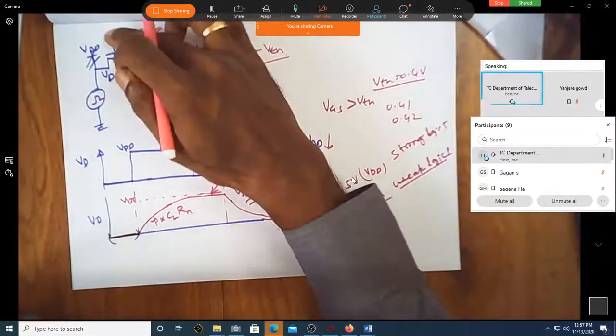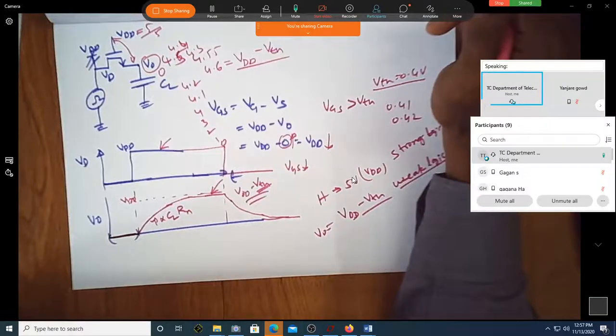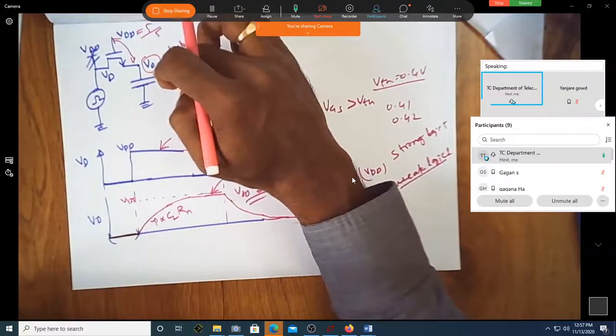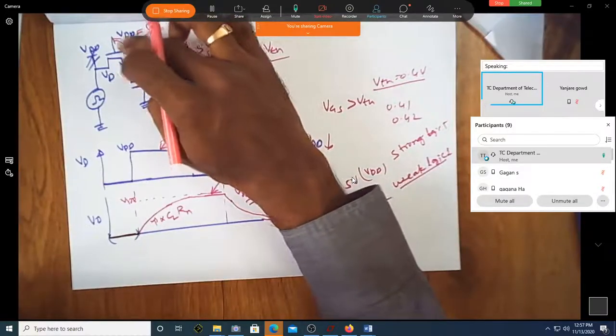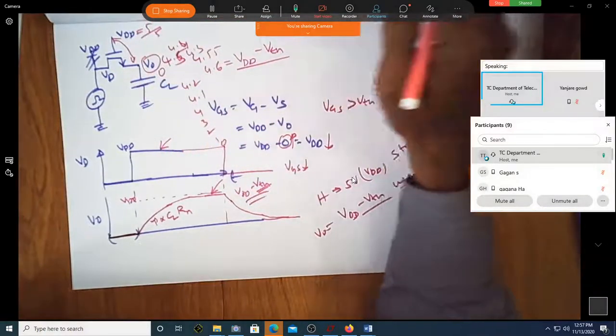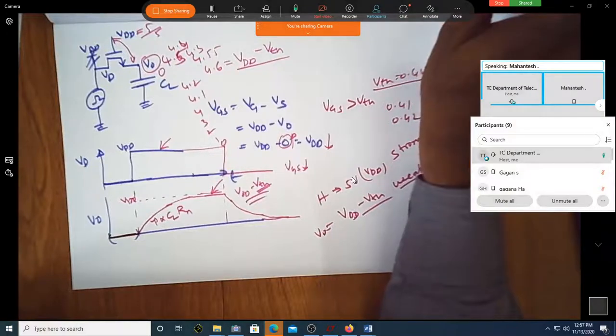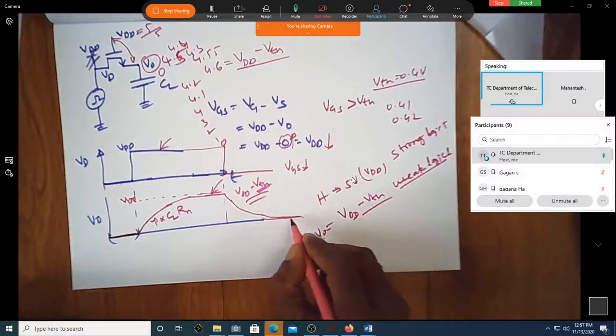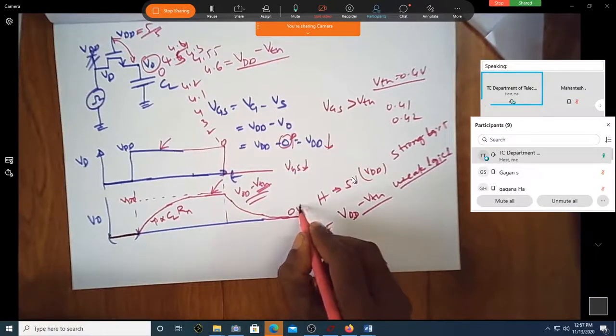What is the VGS then? What is VGS when it is 0? This is 0 when the capacitor is fully discharged, and this is 5 volt. What is VGS? VDD. Is it more than VTH? VDD, sir. Is the MOSFET still on? Yes, sir. Now, does this voltage go to complete 0 volt?